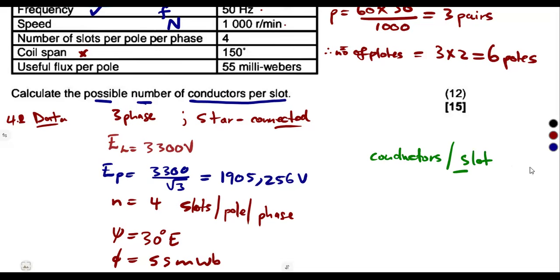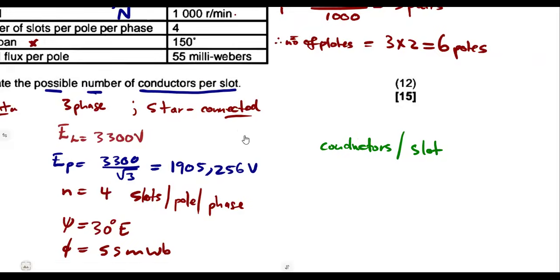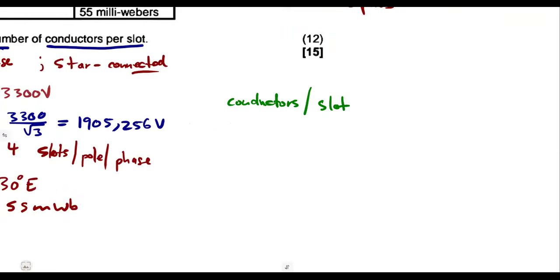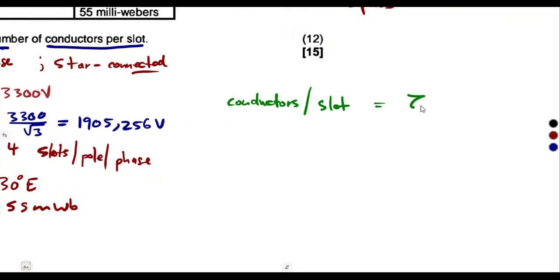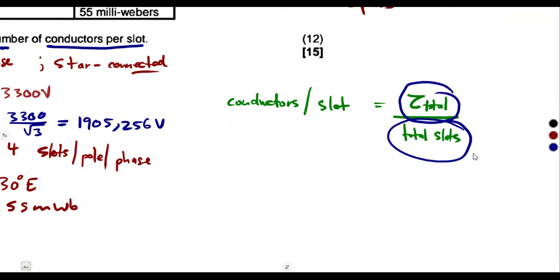To have conductors per slot, definitely, as we can see, to have per, you must have this in total. So you must have the total number of conductors over this also in total, which is the total slots. This is what we need. Are we having the total conductors? We do not have. So this one, we're going to circle it. Are we having the total slots? We also do not have this. So we're going to circle this one also.